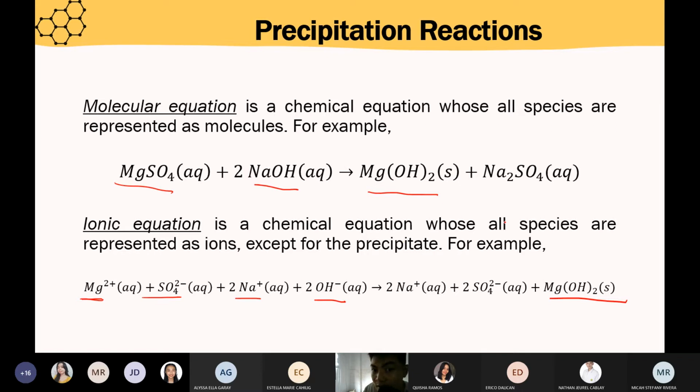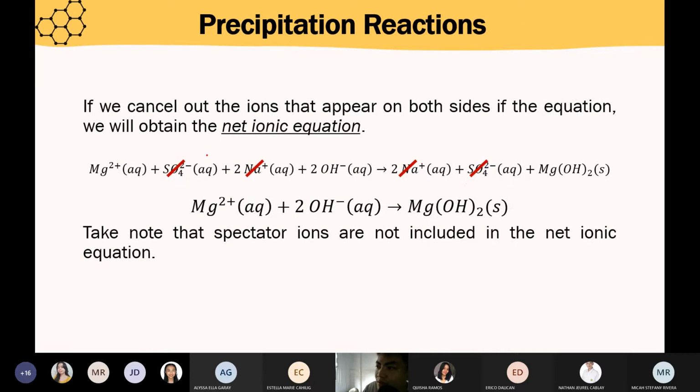Hindi mo sila paghihiwalayan kasi solid yan. Lahat ng aqueous, you separate them into ions. So, this is aqueous, you separate it as Na and SO4. So, that's the ionic equation. And then as you can see, you can cancel out similar terms.